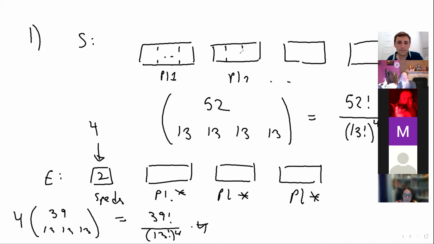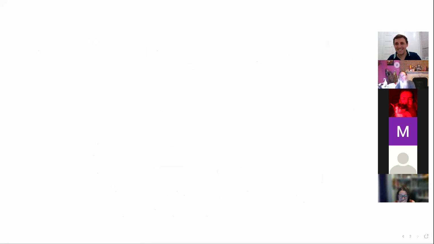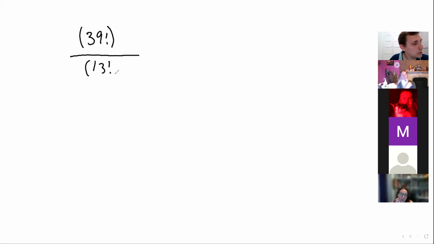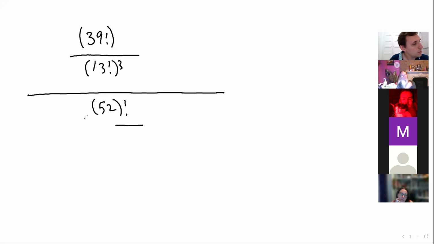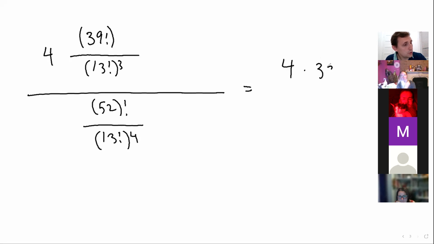I hope so, Grant. So what's the answer? The answer is 39 factorial divided by 13 factorial cubed, divided by 52 factorial over, well, I should mention there is a 4 here, divided by 13 factorial to the power of 4, which simplifies to 4 times 39 factorial divided by, well, that, and then times 13 factorial, right? Divided by 52 factorial. Good.